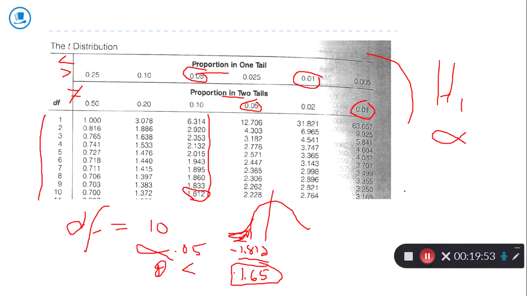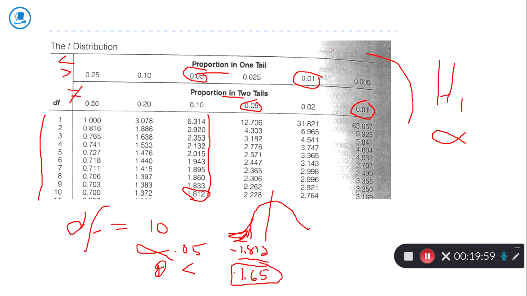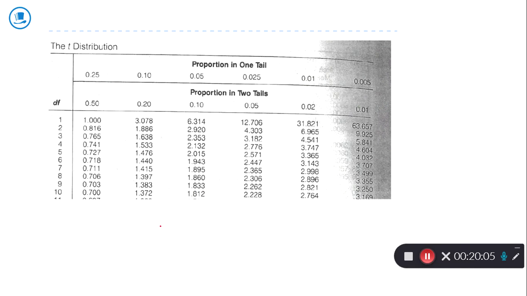Okay, let's try. Oh, sorry about that. Let's try that table again. Let me erase everything here. Now let's do another one.